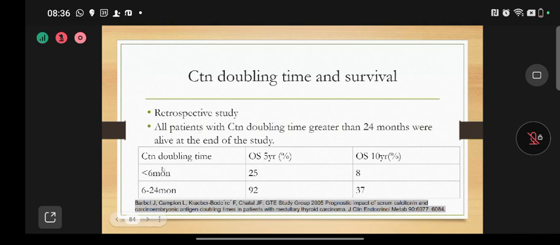So what they have shown is, if the calcitonin doubling time is less than 6 months, they got a poorer survival. The 5-year survival is only 25%. Or if the calcitonin doubling time is around 6 to 24 months, 5-year survival comes around 92%, but the 10-year survival again is only around 37%. But what they observed is that all patients with a calcitonin doubling time of greater than 24 months, that is more than 2 years, were alive at the end of their study. Thank you.